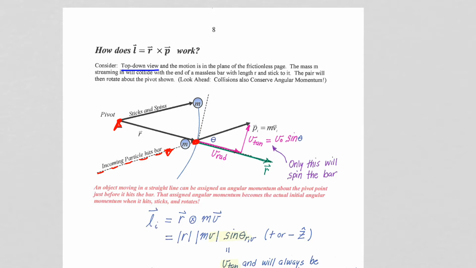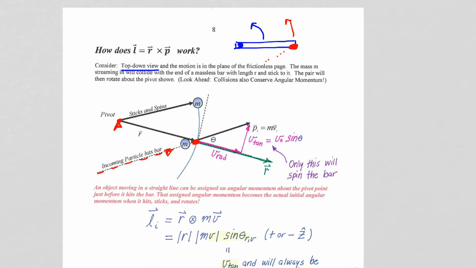So let me draw it here, maybe more realistic. You have a bar, and you can think of looking at it from the top down. We're going to put a pin in here, so it's free to swing. That bar can spin in a circle. So our mass M comes streaming in. It is going to stick to the end of the bar, and then the two of them together are going to spin in a circle.